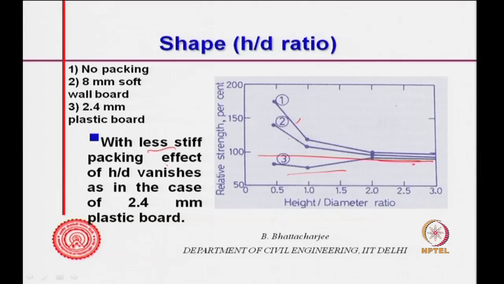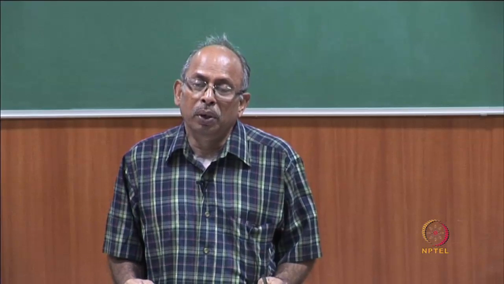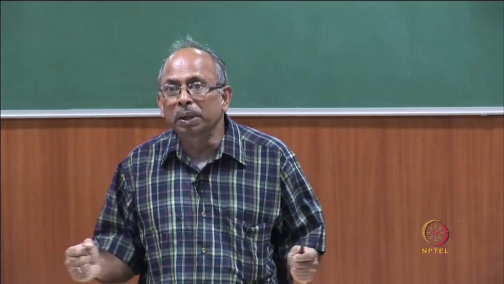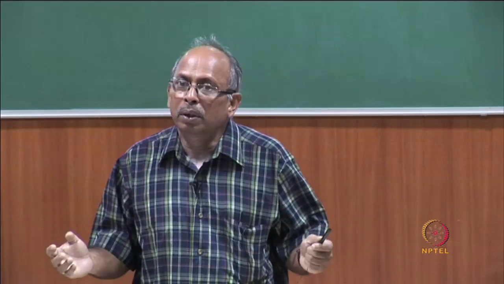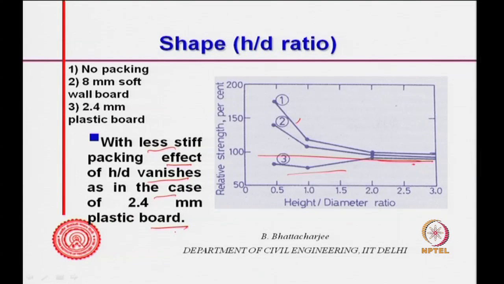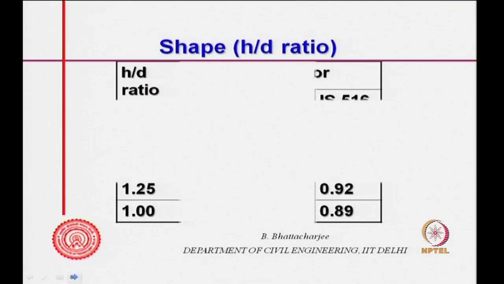So, with less stiff packing, the effect of H by D vanishes, as in the case of plastic board, because plastic board has got low modulus of elasticity and high Poisson's ratio. So, nu by E is now actually large. So, it can deform itself and allow the concrete to expand, and therefore this effect is simply not there, it is very little maybe. So, this is what L by D ratio, cylinder strength and all that is about.